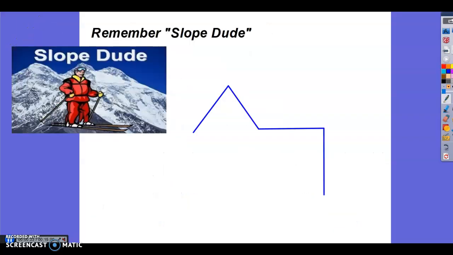So let's get started. Do you remember Slope Dude? Slope Dude was our awesome way of helping us remember if slopes were positive, negative, zero, or undefined. So remember Slope Dude. Here he is. He's getting ready to go up the hill, and he says, puff, puff, positive. He's got to work hard to go up the hill. When he gets to the top of the hill and he skis down, he says, nice, negative, because he's going down the hill. Then he hits a flat area, and he says, this is zero fun.